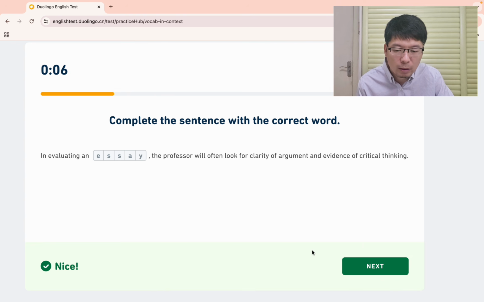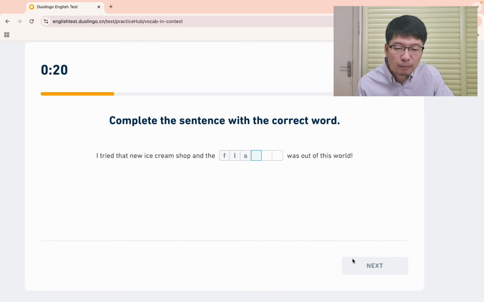Next. Okay, nice. And if you don't know the answer, when you click next, it will show you the answer. So in this way, you can also learn some new words.